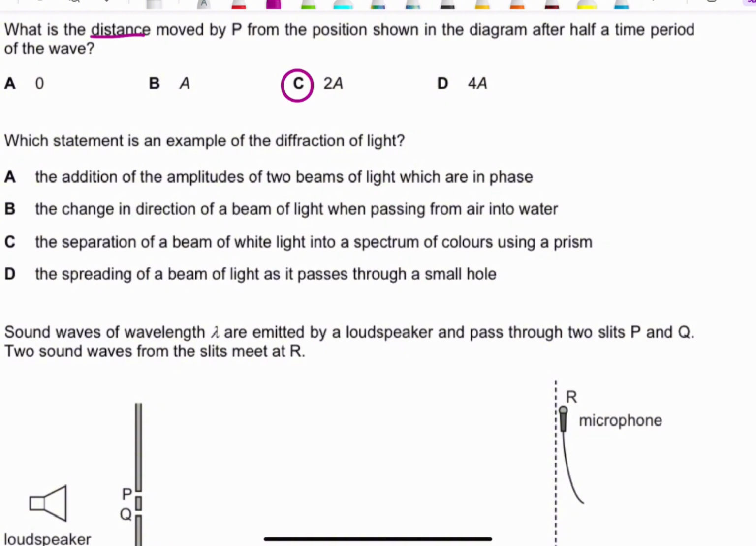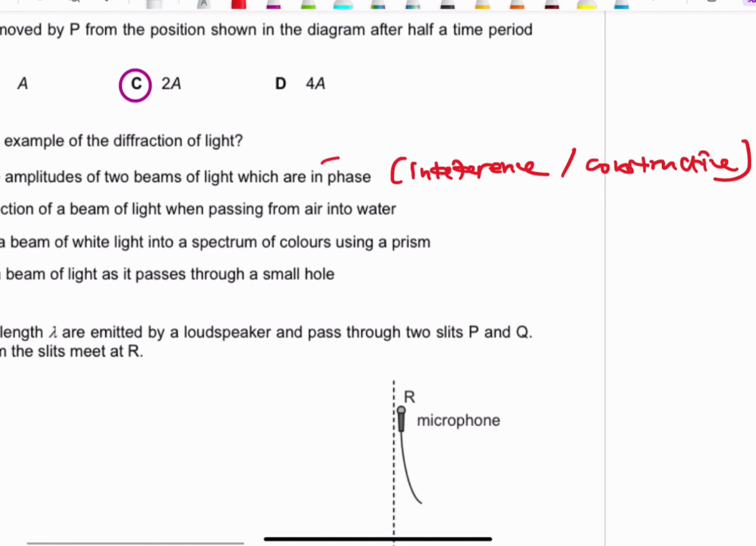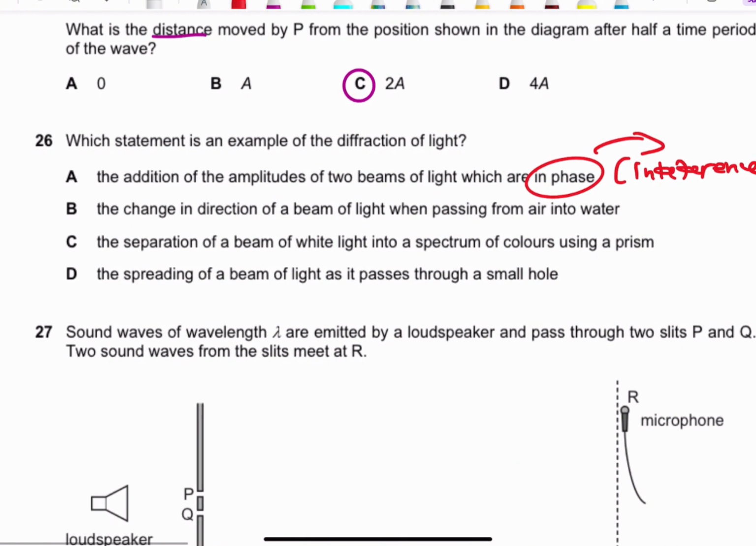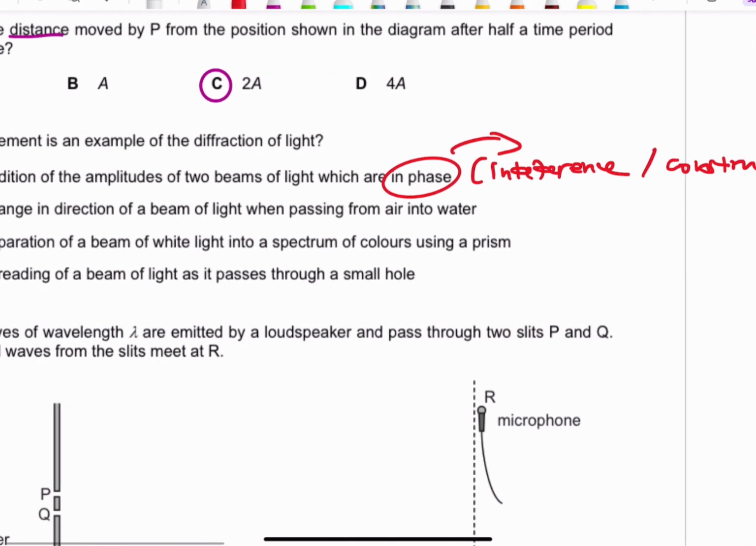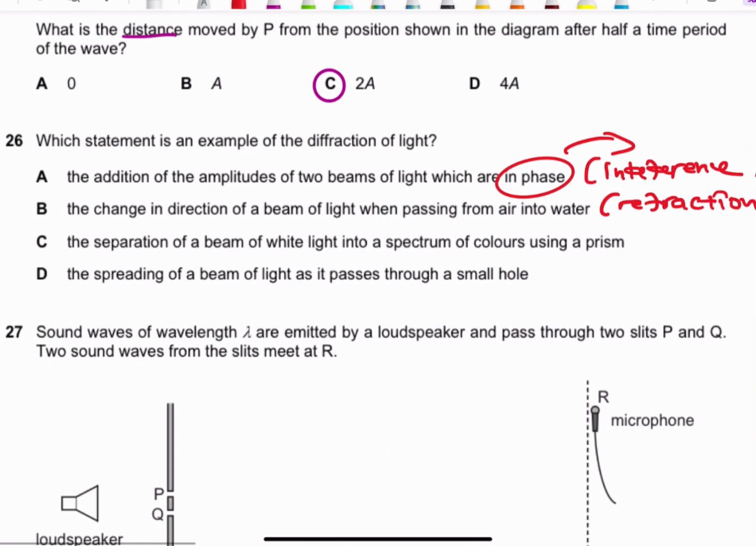Which tells me is an example of diffraction of light. The addition of amplitudes of 2 waves which are in phase, this is interference, right? And more so constructive interference, because the waves are in phase, right? So this word in phase symbolizes constructive interference. The change in direction of a beam of light when it passes from air to water, this is actually refraction, right? Because it's the bending of light as it passes from one medium to another of different optical densities.